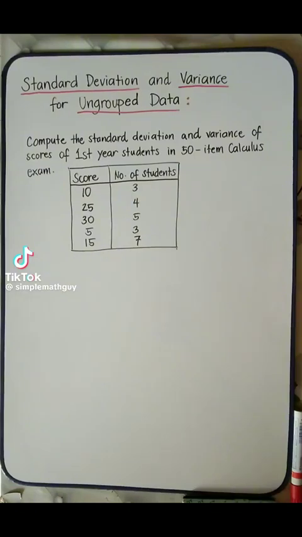Standard deviation and variance for ungrouped data. Compute the standard deviation and variance of scores of first-year students in a 50-item calculus exam. The data is given below.